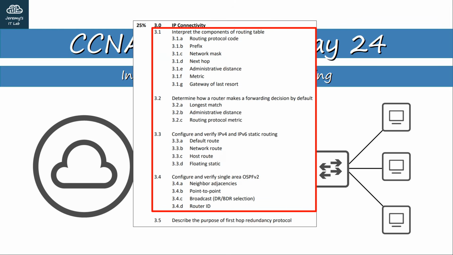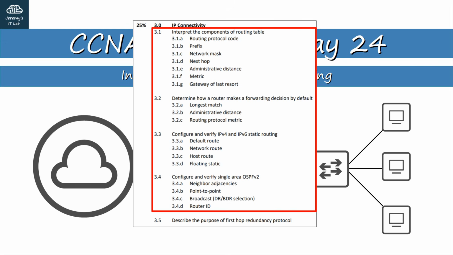Over these next few videos, we're going to cover a large portion of the exam topics list. 3.0 IP connectivity accounts for 25% of the CCNA exam, and we're going to cover almost all of it, just leaving out 3.5 for later. We've already covered some of the topics in here. For example, we've covered parts of 3.1, 3.2, and 3.3.